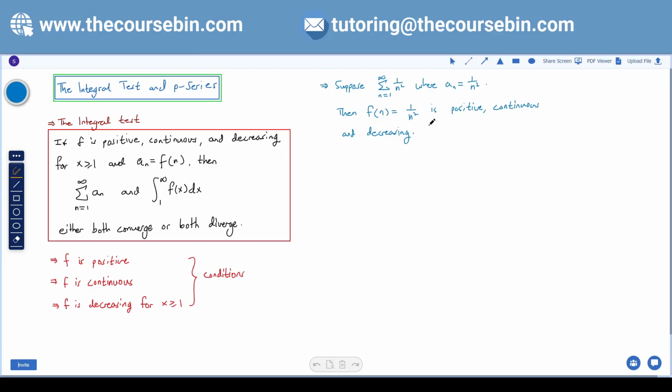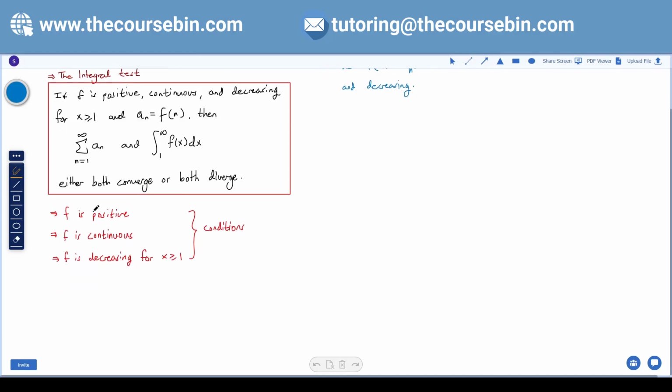Just as a quick summary of the integral test: we're taking f to be a positive, continuous, and decreasing function for x greater than 1, and we're writing a sub n as f of n. Then the sum of a sub n and the integral of f of x from 1 to infinity either both converge or both diverge. Again, our conditions are that f is positive, continuous, and decreasing.